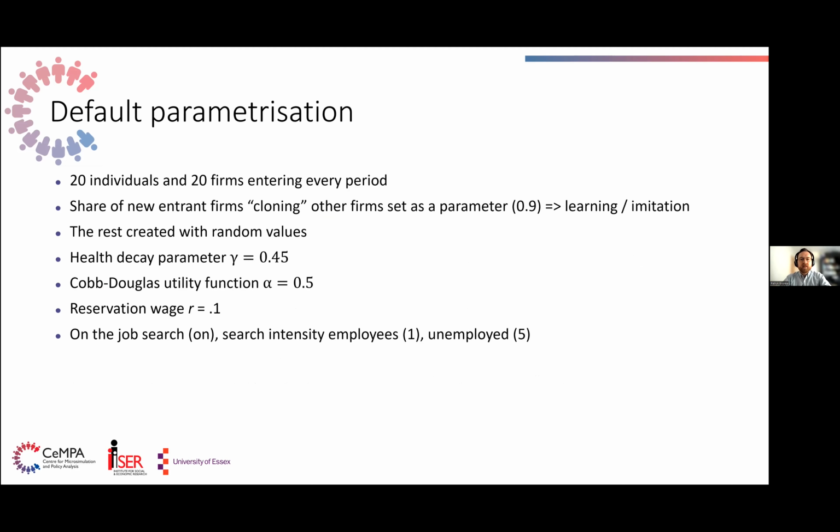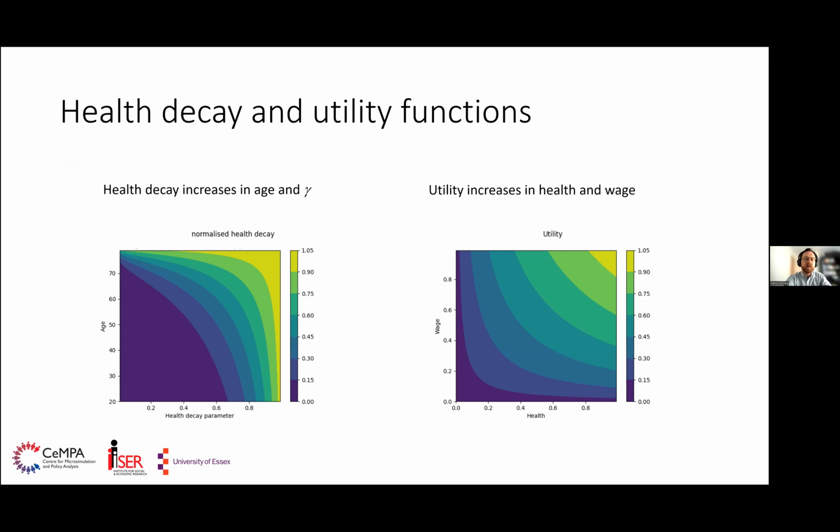So the default parametrization that we use in this model is as follows. We have 20 individuals and 20 firms entering every period. 90% of newly entering firms clone other firms. The remaining 10% is created with random values. The health decay parameter gamma is equal to 0.45. So we are about in the middle of the health decay parameter, and the decay increases with age.